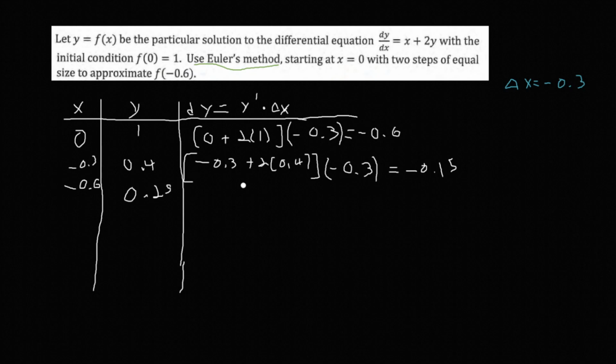And we can stop now that we have approximated negative 0.6. So let's just write f of negative 0.6. And this isn't the exact answer, obviously. It is 0.25. That's about 0.25.